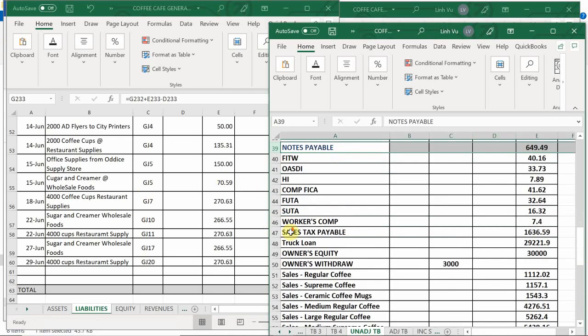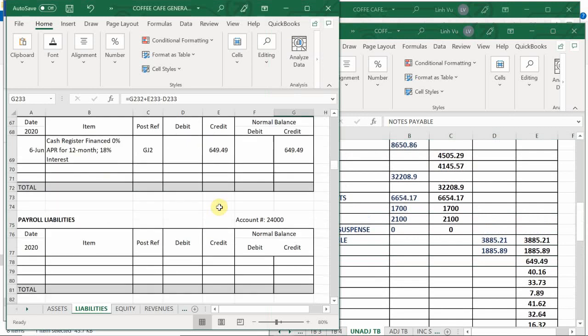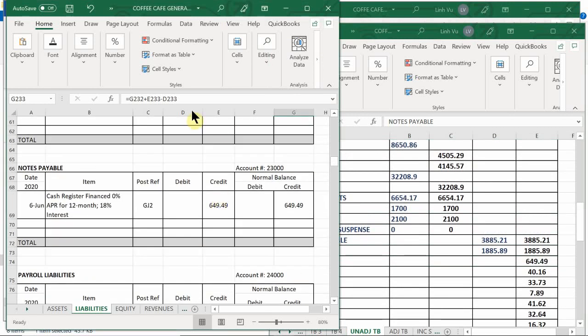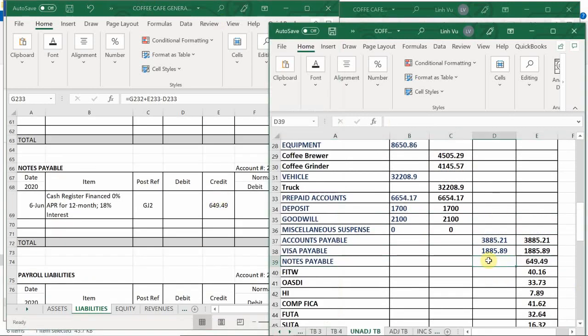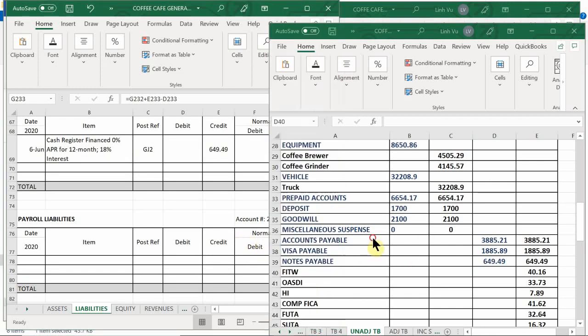Okay. What about my notes payable? Oh, I went too far. What about my notes payable? The same, no? Yep, the same. It did not change here. We didn't make any payments. Okay. So then now I have a main account called payroll liabilities.